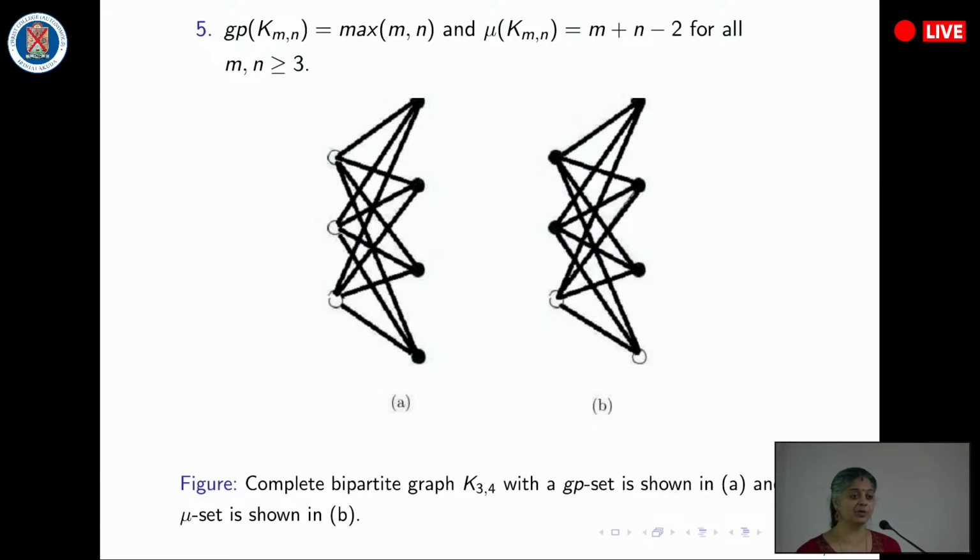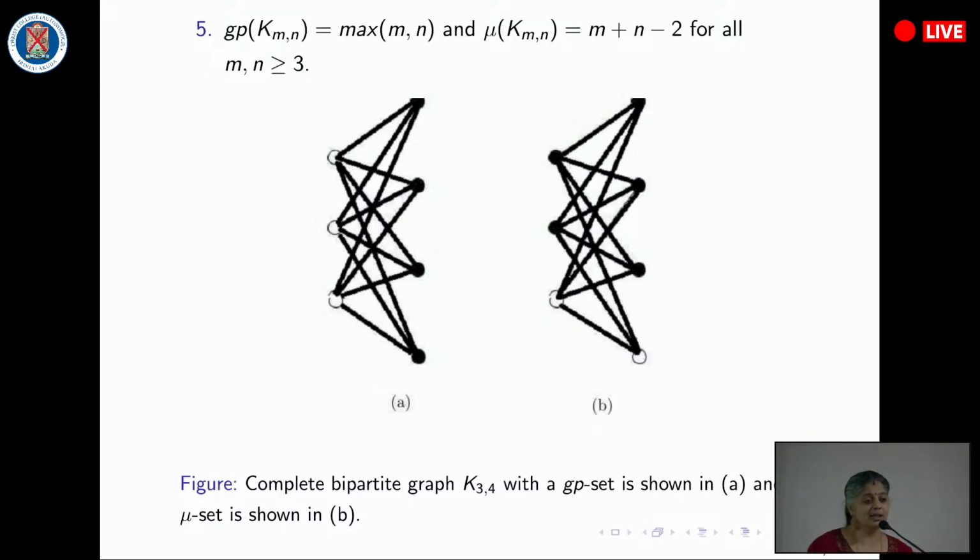The difference can be arbitrarily large. The simplest example is the complete bipartite graph. In a complete bipartite graph, if I take 2 vertices from a partite set, then all vertices in the other partite set lie on a shortest path connecting these 2 vertices. So if I take 2 vertices from a partite set, then from the other partite set I cannot take any vertex. But I can choose all vertices from one partite set because the shortest path is through the other partite set. So the general position number is the maximum of m and n in that case.